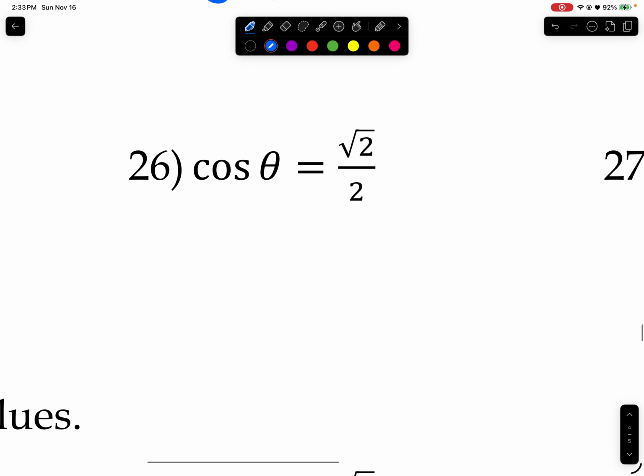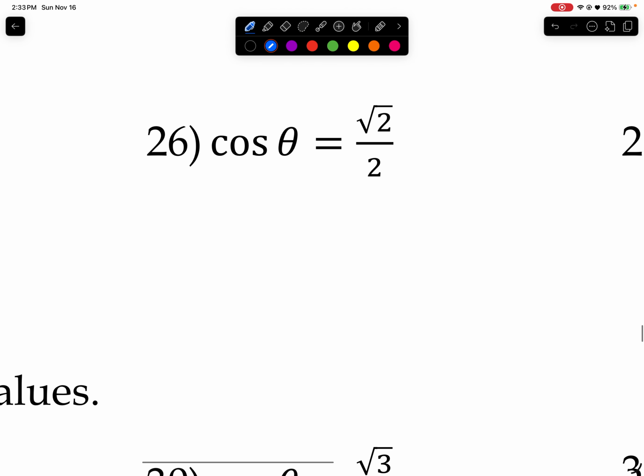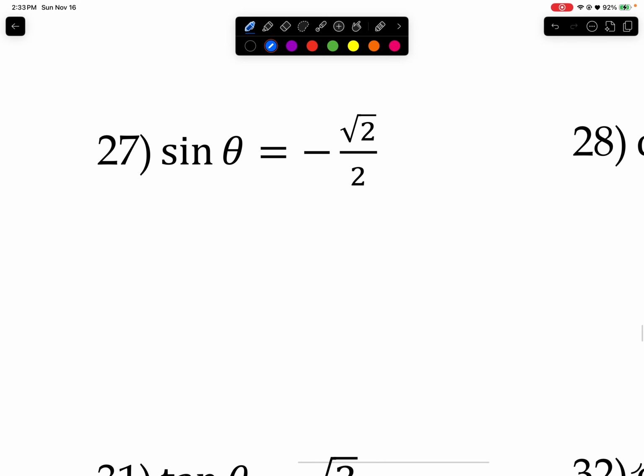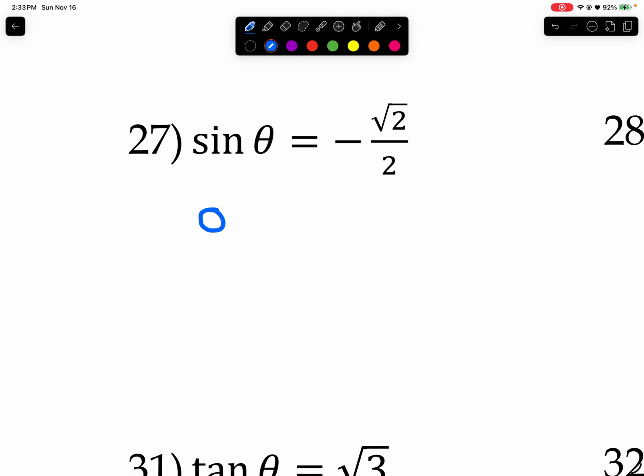And then for cosine theta equals root 2 over 2, cosine is positive in 1 and 4, which means that's going to happen at angle values of pi over 4 and 7 pi over 4. Okay, and then sine of theta equals negative root 2 over 2. Sine is your y value. It's negative in quadrants 3 and 4. So that means that's going to happen at 5 pi over 4 and 7 pi over 4.